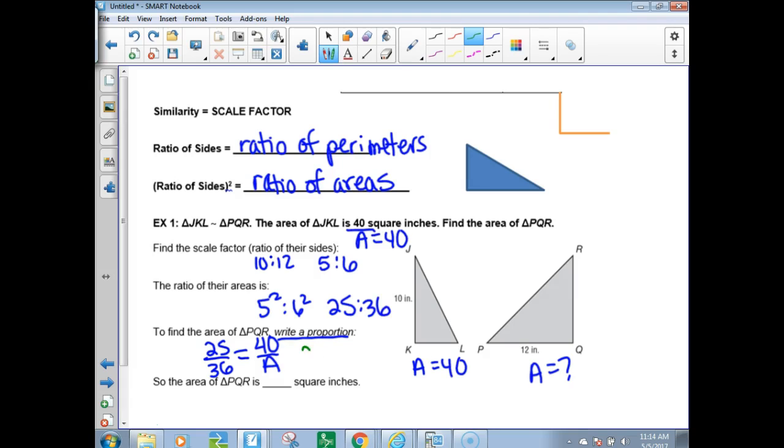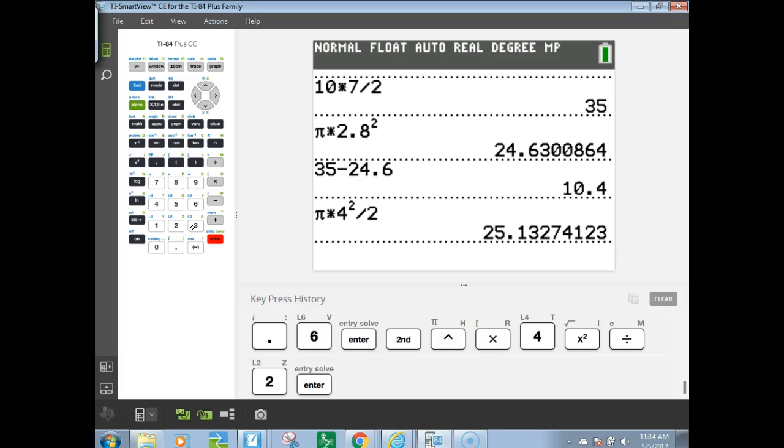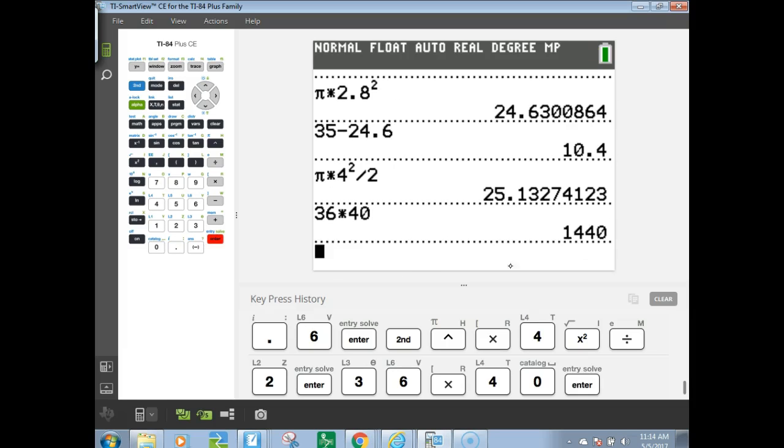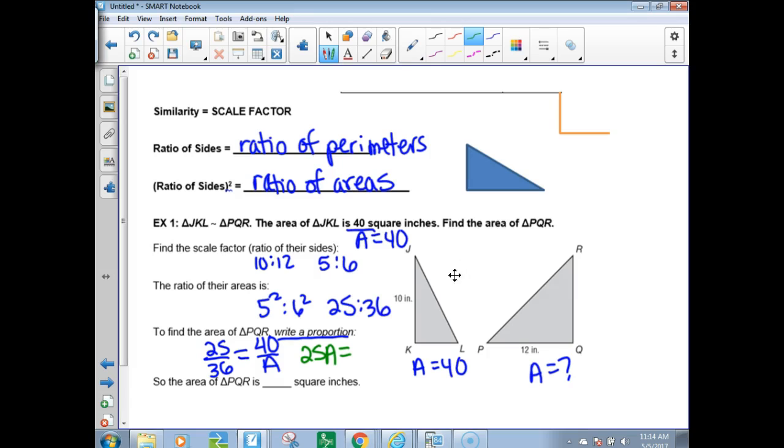We're going to cross multiply and divide. I know most of you just go ahead and type it all at once. But if you went 36, cross products are equal by proportion properties. 36 times 40 is 1,440. And then you would divide that by 25.